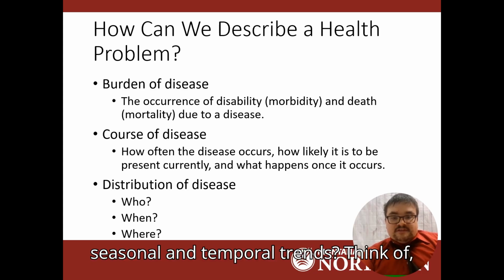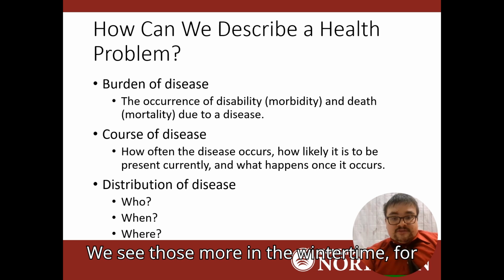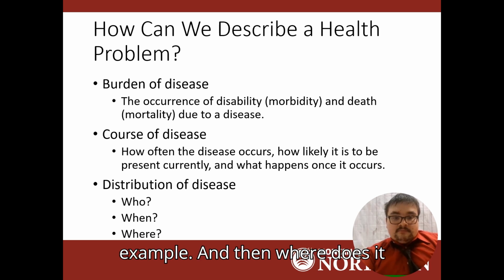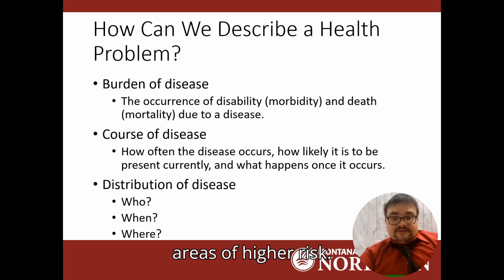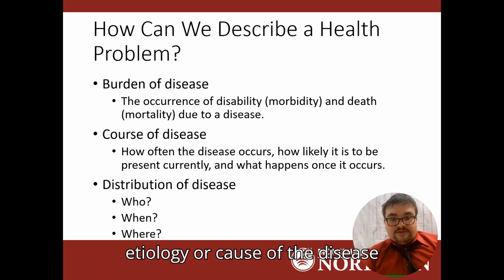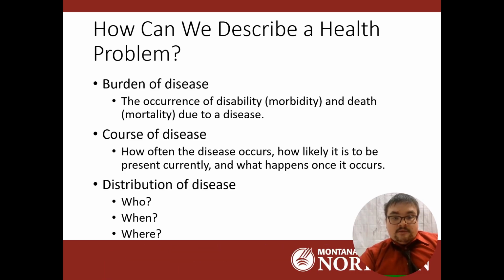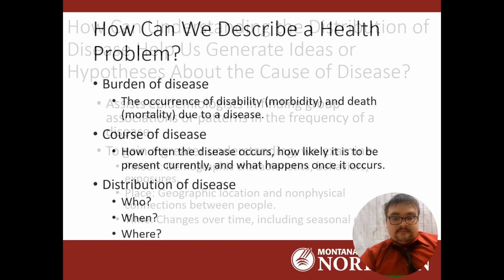Then, when does it occur? Are there seasonal or temporal trends? Think of, say, the flu or the cold. We see those more in the wintertime, for example. And then, where does it occur? Geographical locations may be areas of higher risk. By identifying these patterns, we can start to form hypotheses about the etiology or cause of the disease, which may lead to more effective prevention and treatment strategies.